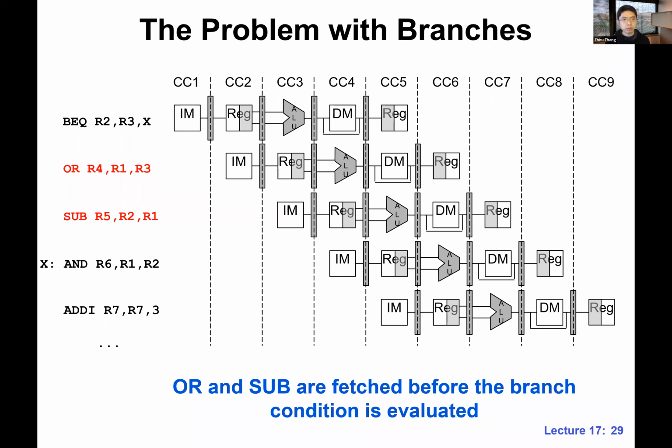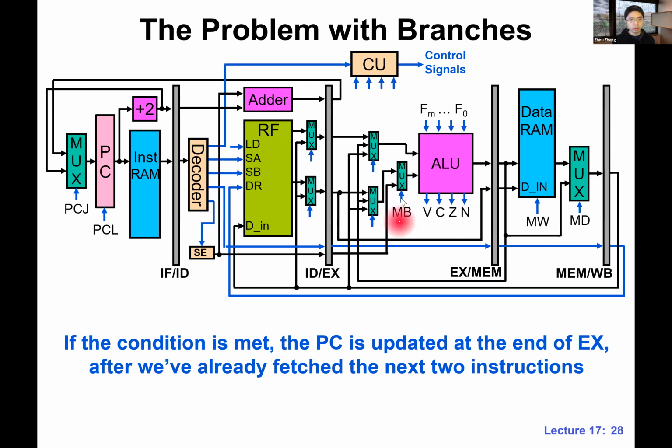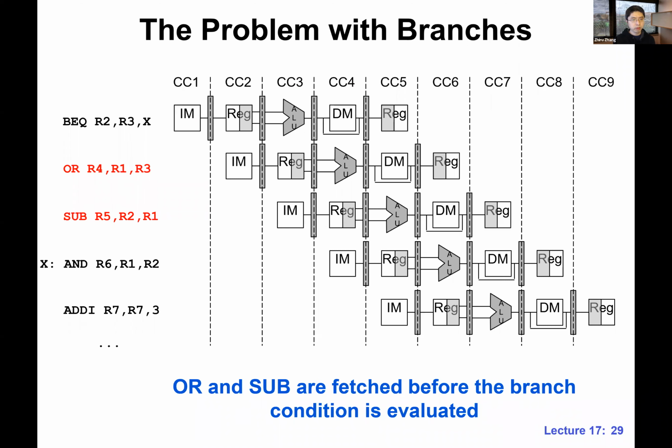All right. So think about this pipeline that I just showed you. If indeed we are taking the branch in this clock cycle, in this stage, it's going to be too late. We will be fetching OR and sub into the pipeline, and if this branch condition ends up to be true, then we are in trouble. We need to somehow get rid of these two instructions. Otherwise, the whole pipeline execution is just wrong.